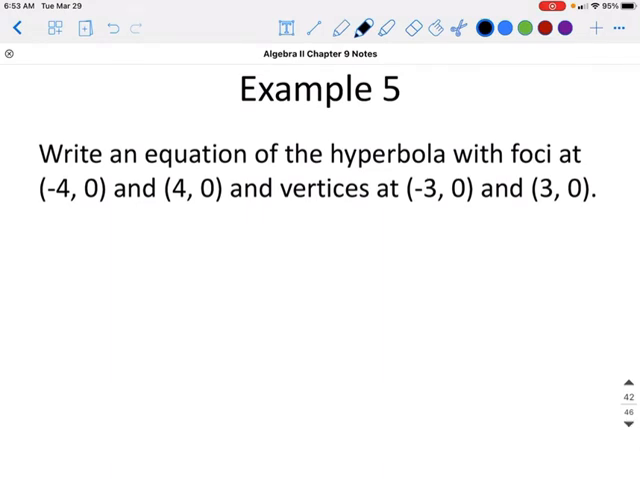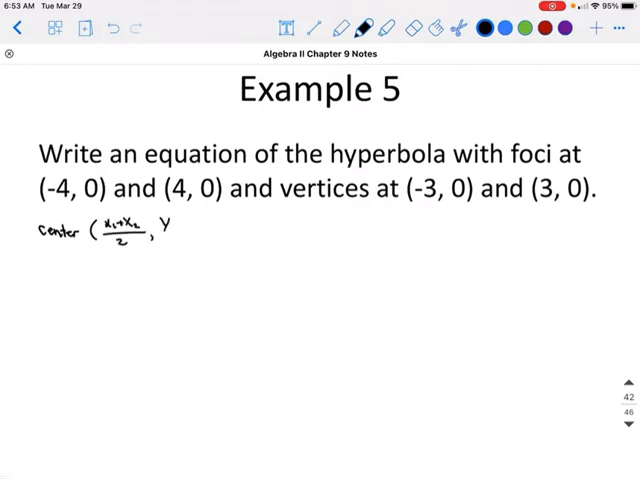So now they're going to give us information, and we're going to have to write our equation based on the information they give us. Now, the first thing they give us are 2 foci, and then they give us 2 vertices. Just like we did with an ellipse, if you have 2 foci or 2 vertices, you can always find the center. And the center is going to be the midpoint.